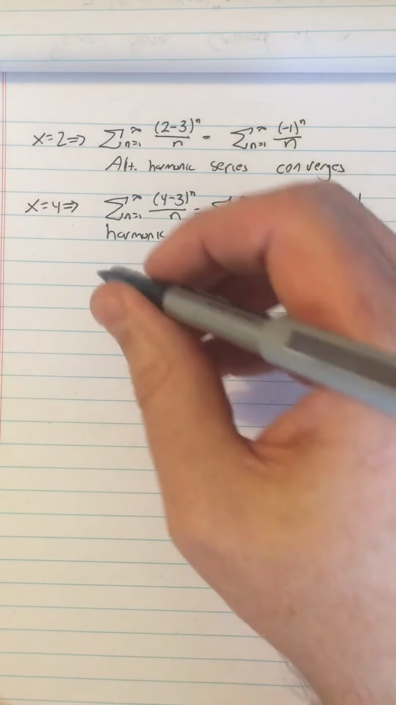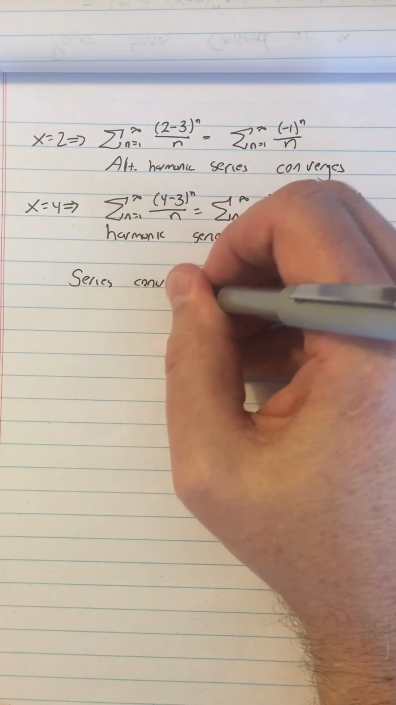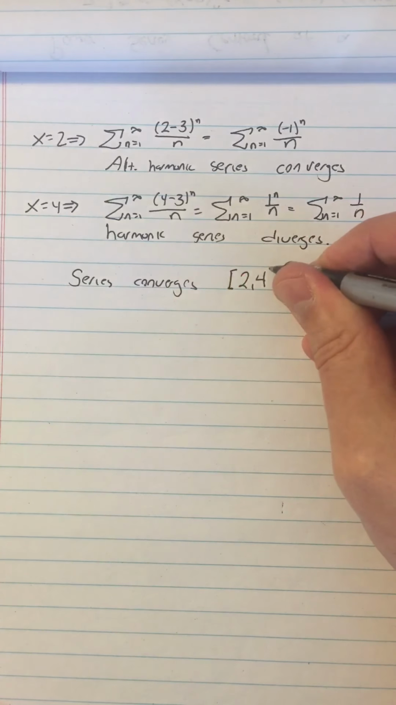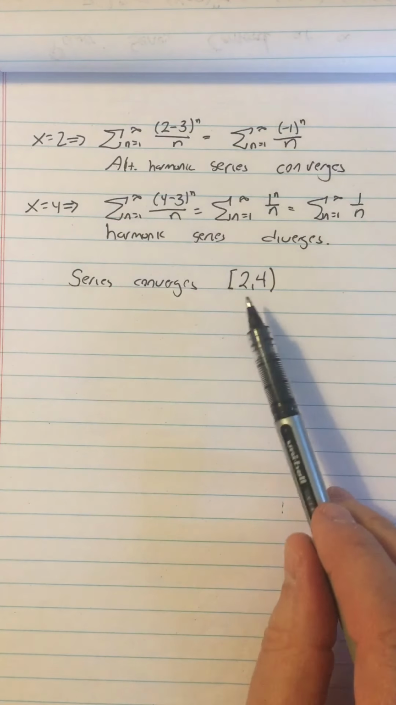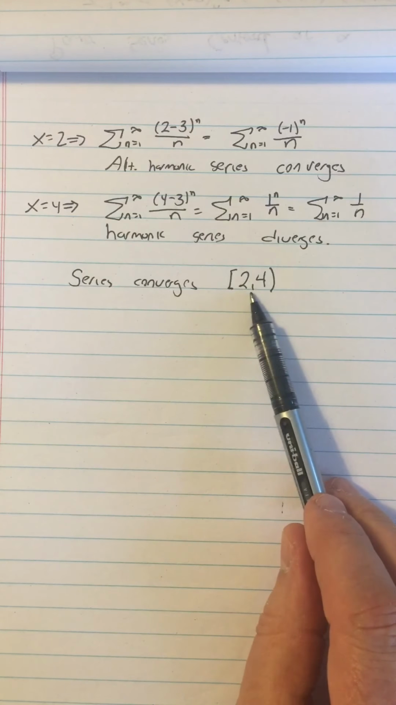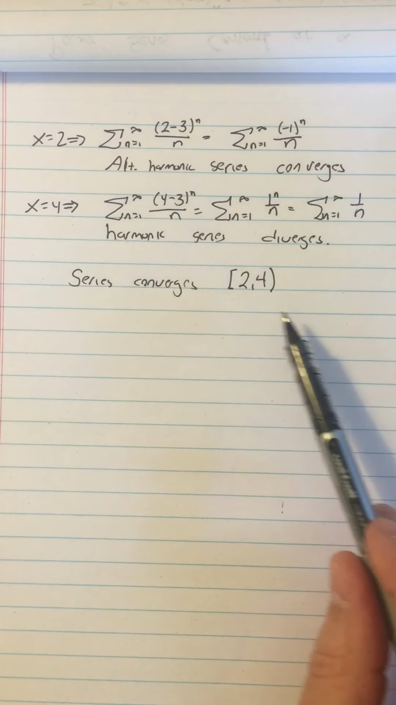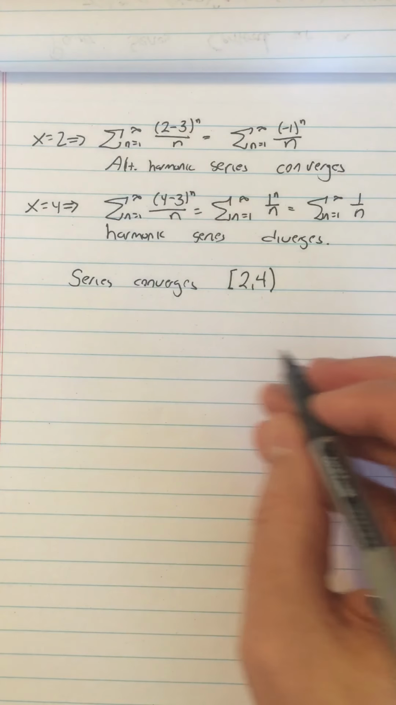So the series converges on the interval from 2 to 4, including the 2, but not including the 4. So it converges on the half-open interval from 2 to 4. Power series are always going to do this. It's an important idea. They're going to converge within an interval that might be closed on both ends or closed on only one end, but it'll converge inside the interval and diverge outside the interval.